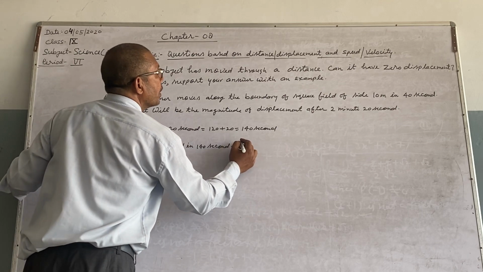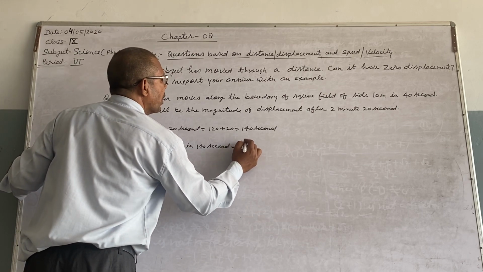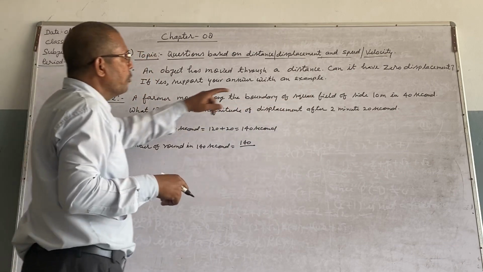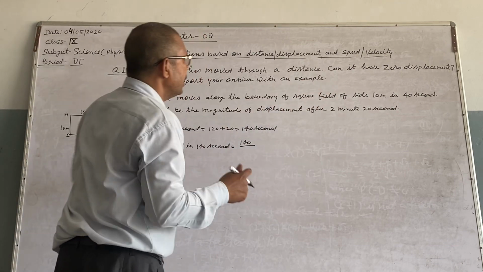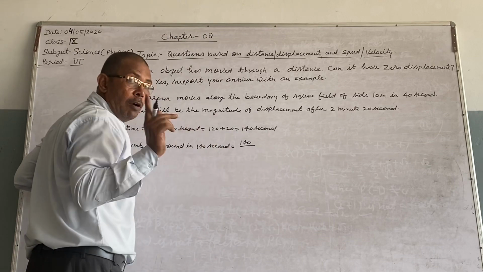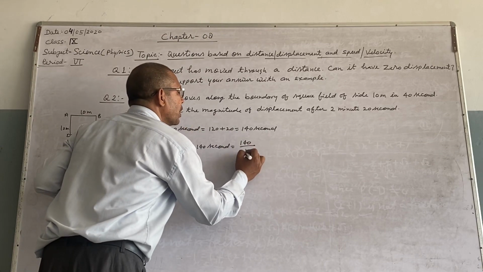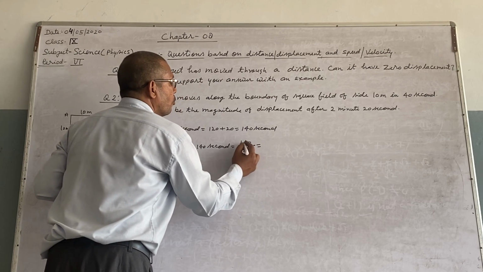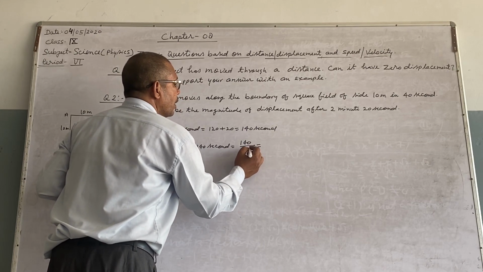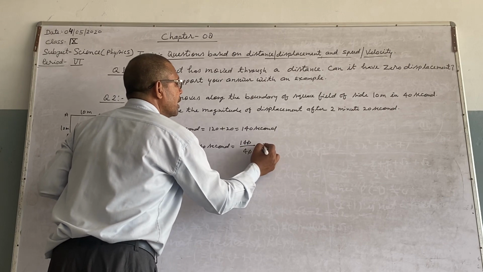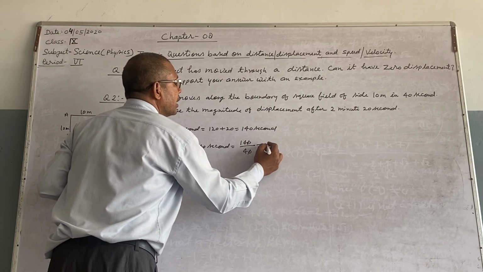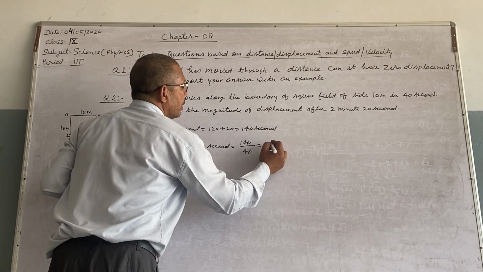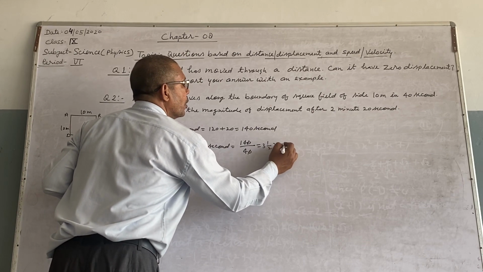Number of rounds equal to total time 140 upon the time for one round, that is 40 seconds. One round is completed in 40 seconds, so 140 by 40 you will get its answer here. What will be? 4 3 are 12, 2, that is 3.5 rounds.